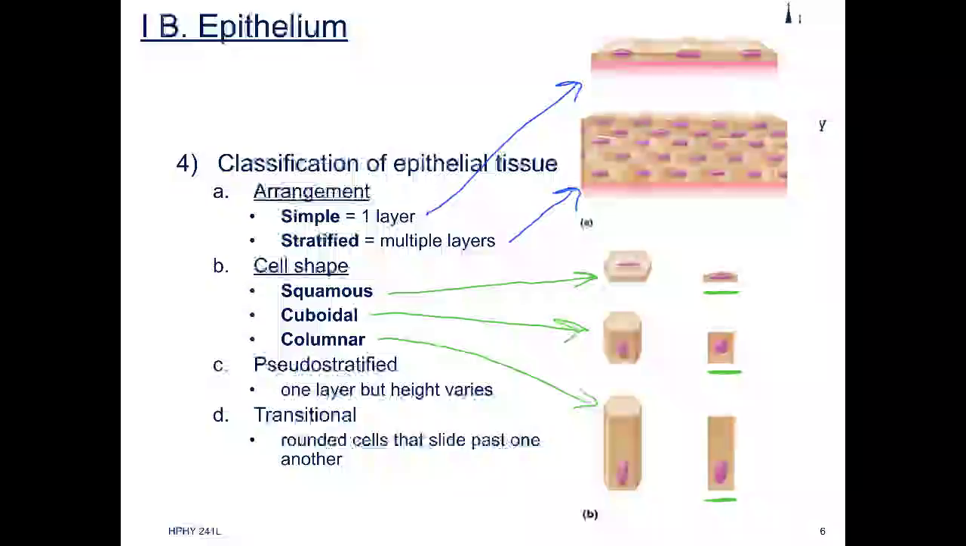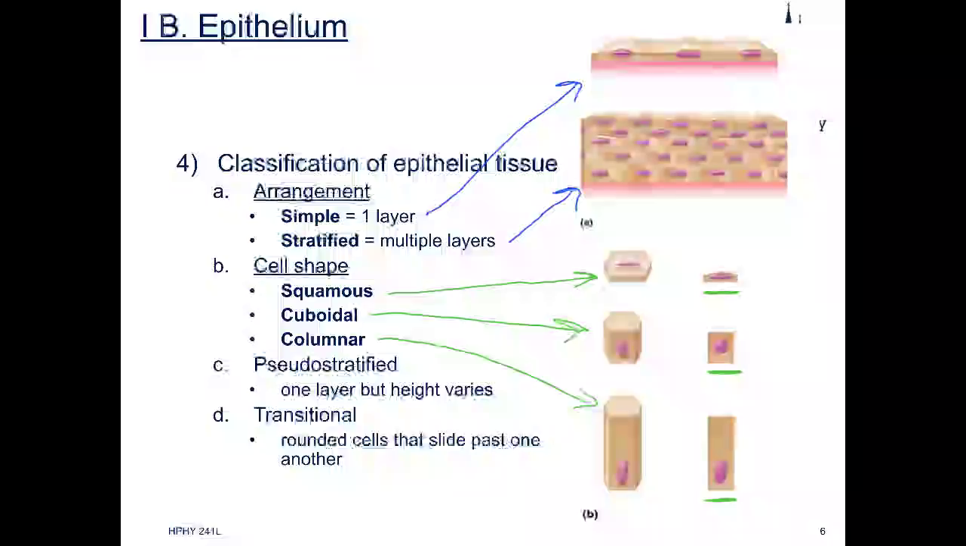Okay. So those are the two major ways that we classify. And of course, there are a couple examples that don't quite fit within this classification, and so we call that pseudostratified and transitional. And I'll get to that here in a second. I do want to point out, when it comes to simple, you can have epithelial tissue that is simple squamous, simple cuboidal, or simple columnar. You can also have cells that are stratified squamous, stratified cuboidal, or stratified columnar. So 6 possibilities from these combinations.